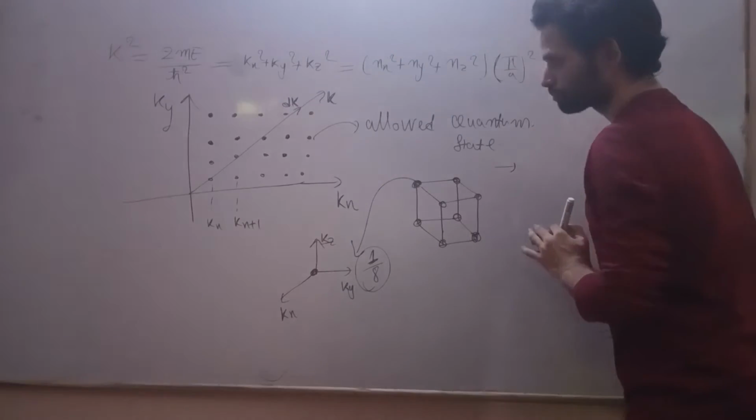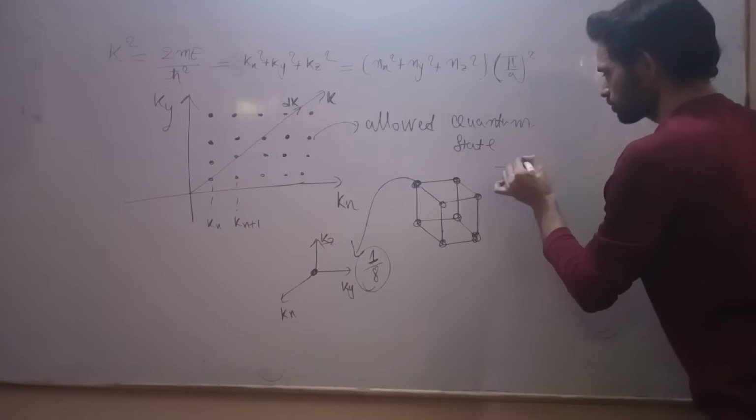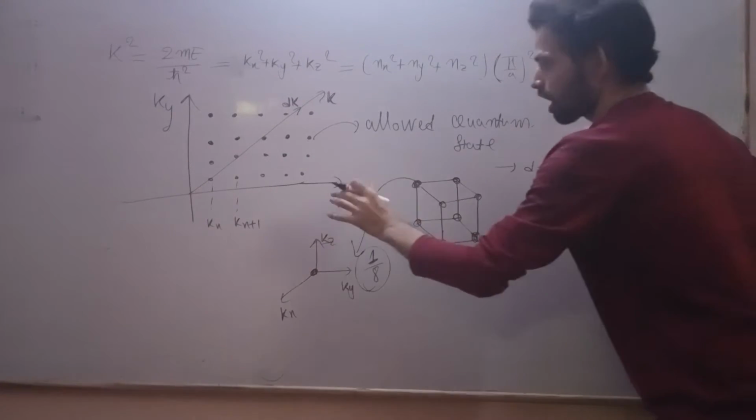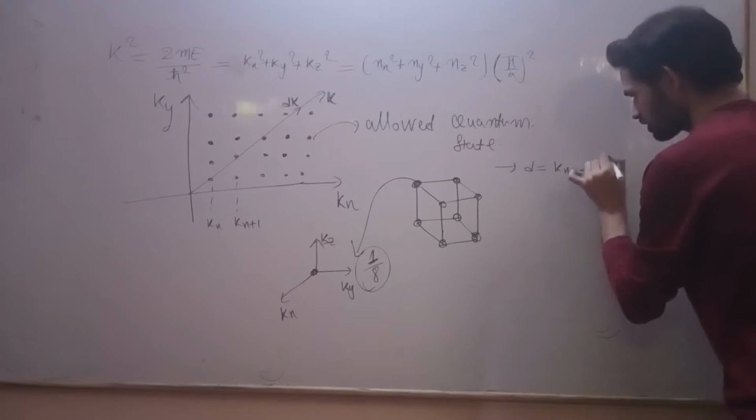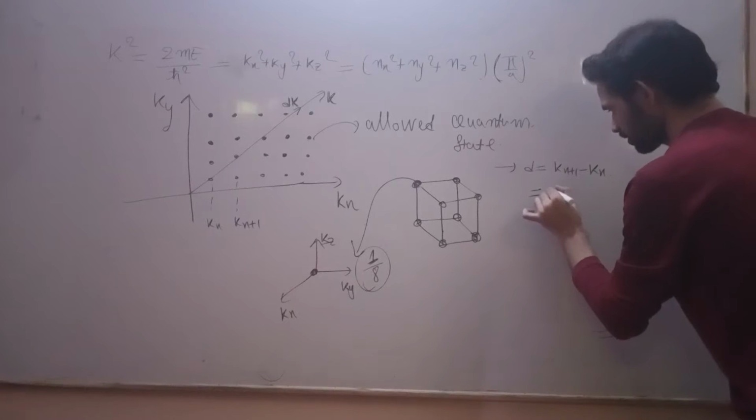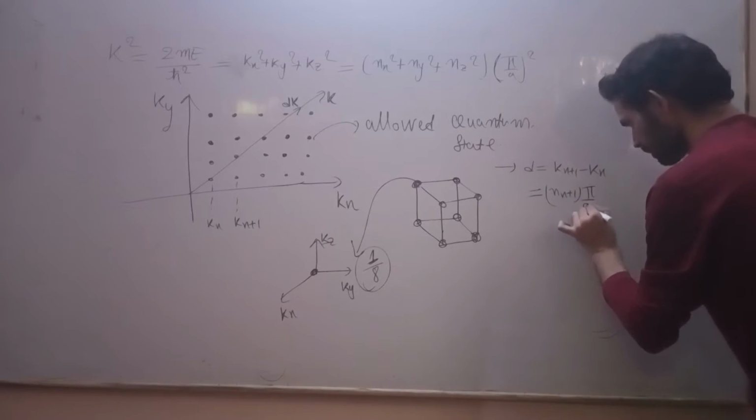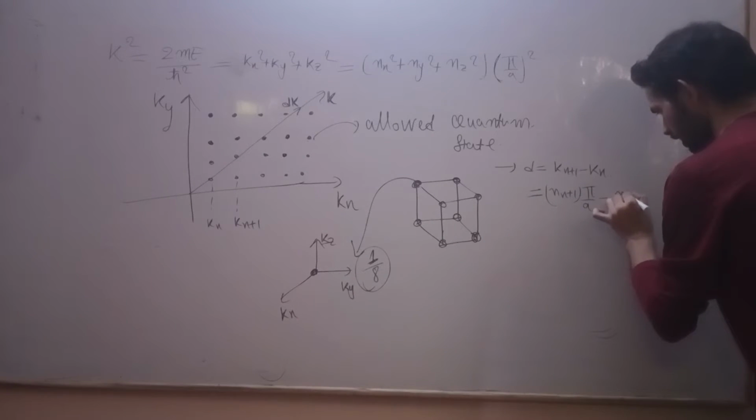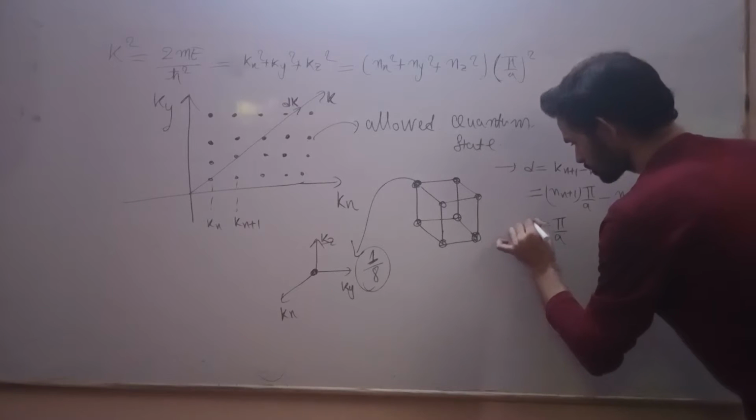Okay, so now see, the distance between two quantum states is how much? Let us say this distance is d. How much distance is there? k_(x+1) minus k_x, which is nothing but (n_x + 1) times pi by a minus n_x times pi by a. So what we will get? Pi by a. So how much distance is there?